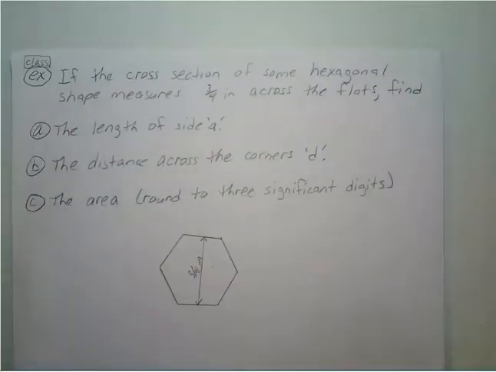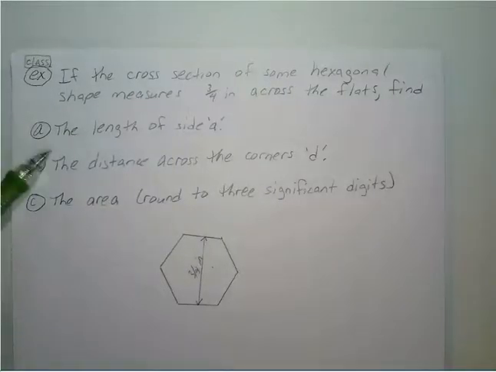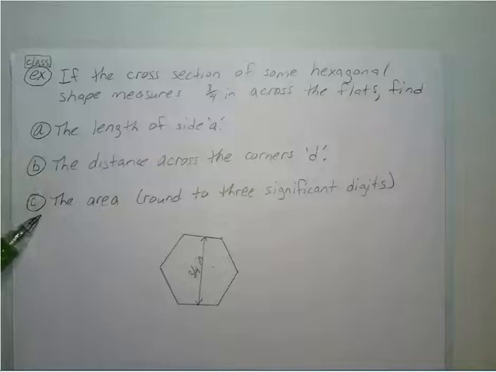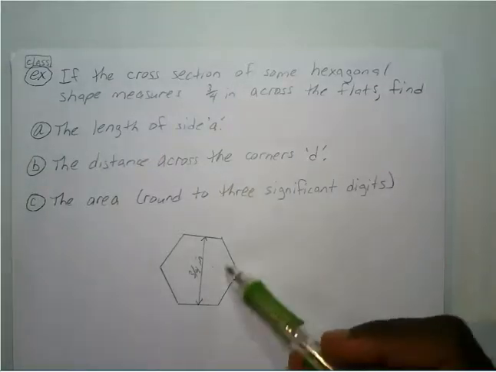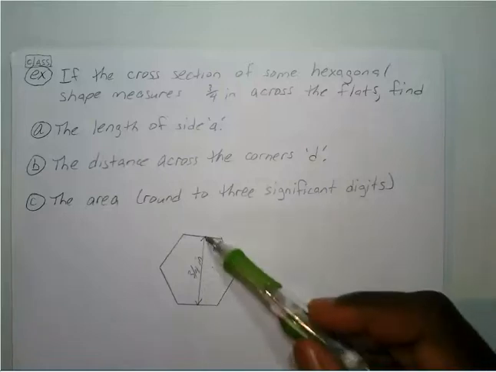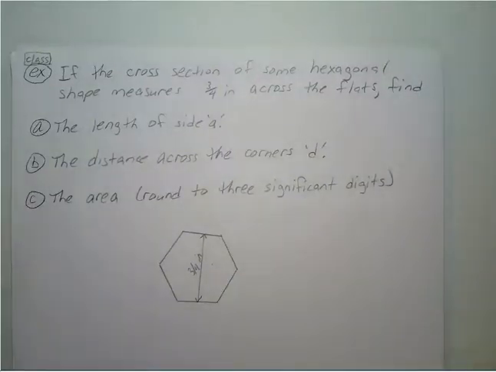Okay, so what if the cross section of some hexagonal shape measures 3/4 of an inch across the flats? First thing you want to do, find the length of side a. Then you want to find the distance across the corners. And then you want to find the area. I drew this hexagon here, and the distance across the flats is 3/4 of an inch. So what I want you to do is press pause and try to solve this one on your own.